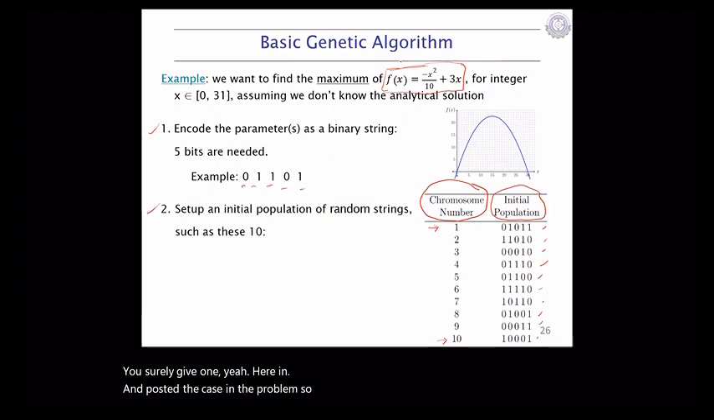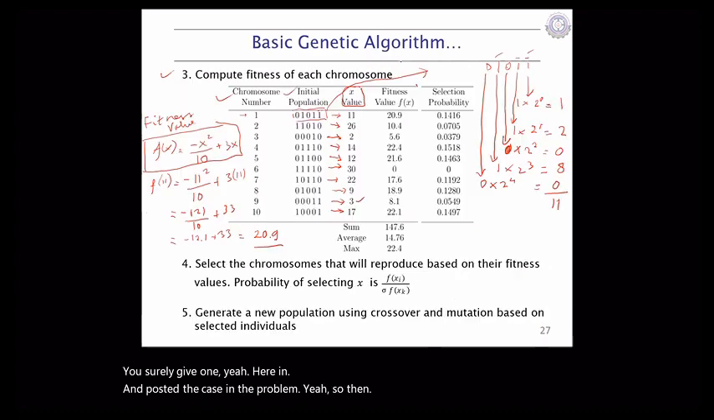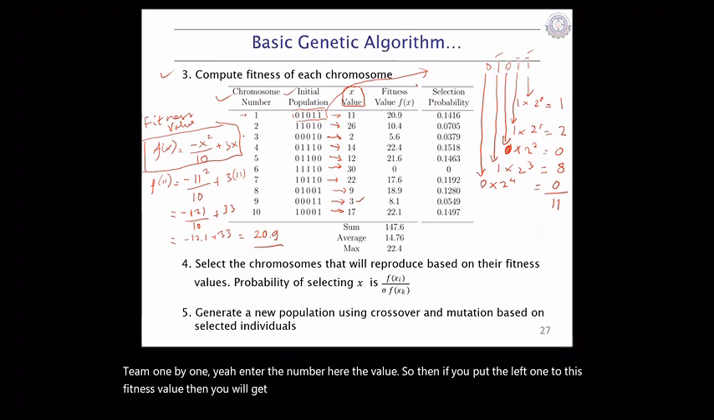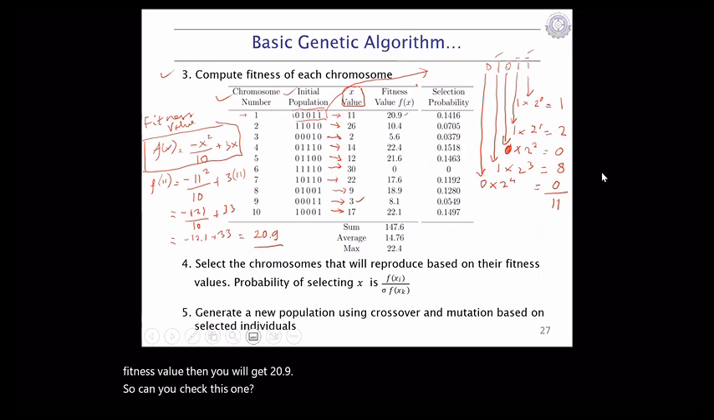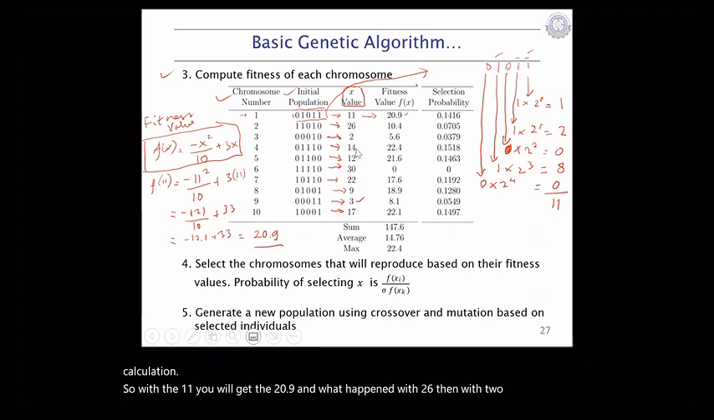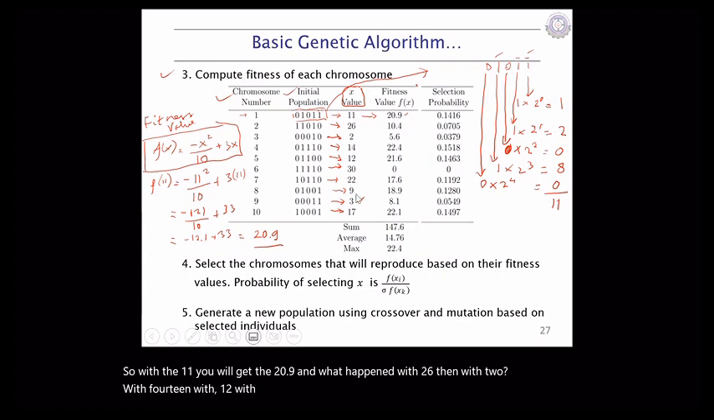So then you enter the numbers here one by one. If you put 11 into this fitness function, you will get 20.9. So can you check this one, please? One by one, using the same steps, just to confirm and to be familiar with this calculation. With 11, you will get 20.9. And what happens with 26, 2, 14, 12, 30, 22, 9, 3, and 17?